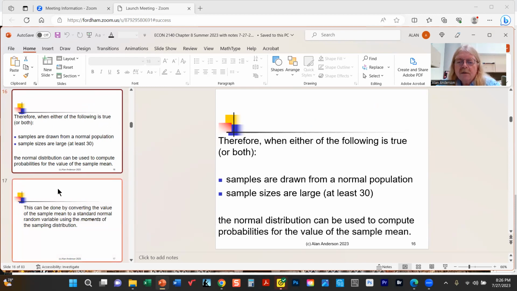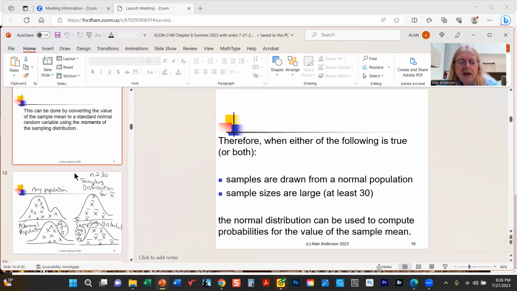Okay, so the X bars will then be normally distributed. They will follow the normal distribution, and they will have their own unique set of moments. Okay, in other words, we will have formulas for calculating the expected value, the variance, and the standard deviation of X bar.